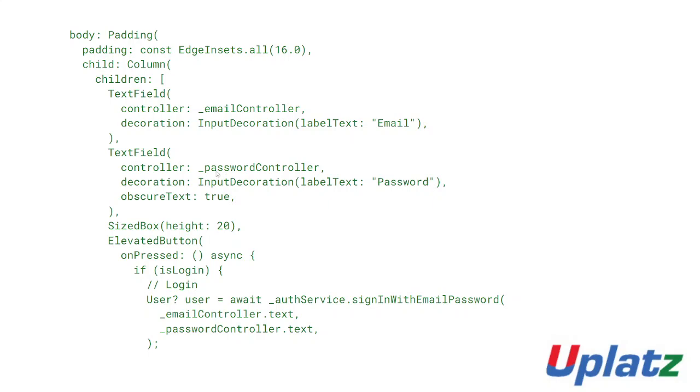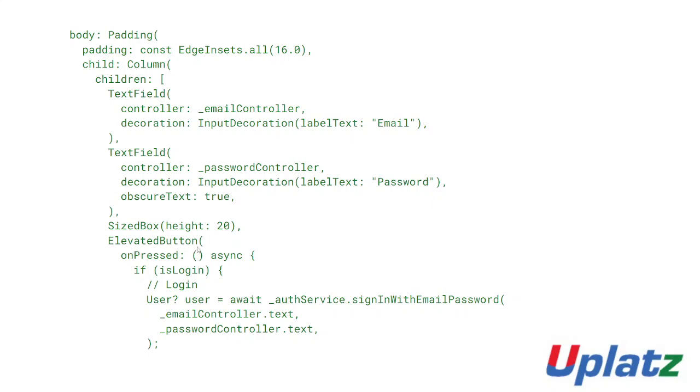Here the controller is the password controller. Decoration of the text field is InputDecoration, labelText password. So password will be the label of the text field. obscureText true, so what the user types won't be shown. SizedBox height 20. As you know, for the column only the height of the sized box is needed.